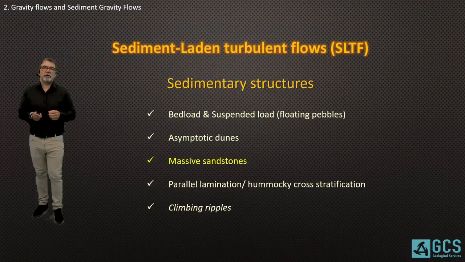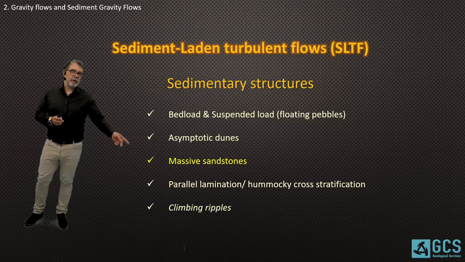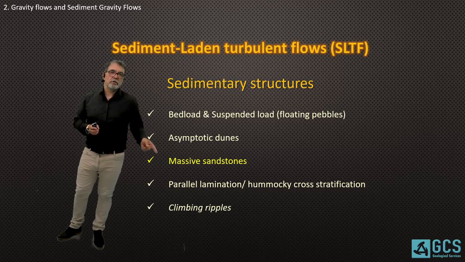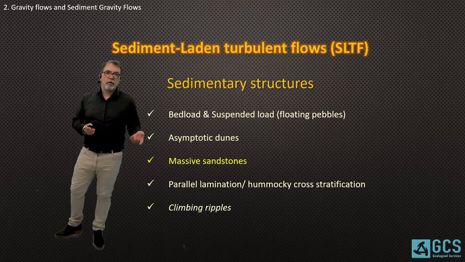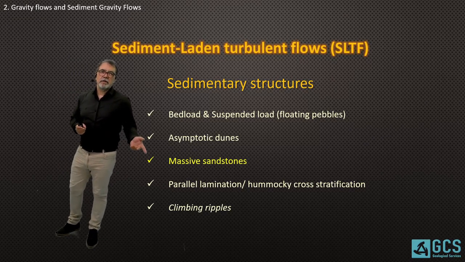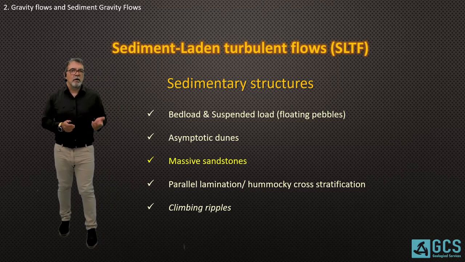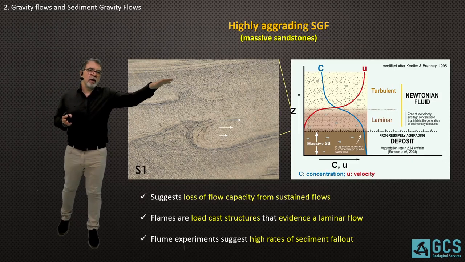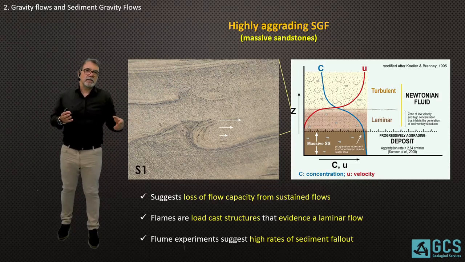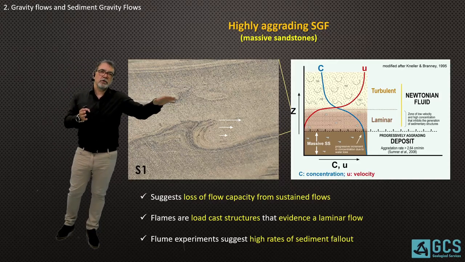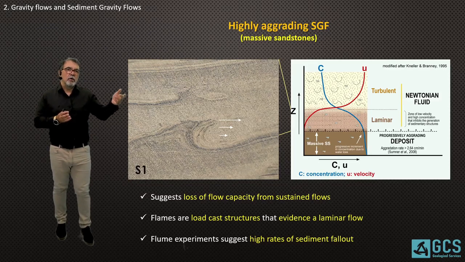So, we are going to continue with some other very important deposits in deltas associated with gravity flows. Sometimes massive sandstones are poorly understood, so I would like to discuss with you the origin of massive sandstone. Massive sandstone is very, very common in every basin, and perhaps is the most common deposit of deltas, of subaqueous deltas. This is because massive sandstones form because of the collapse of the suspended load. When a sediment-laden turbulent flow charged with sand starts to decrease velocity, this flow is losing flow capacity.